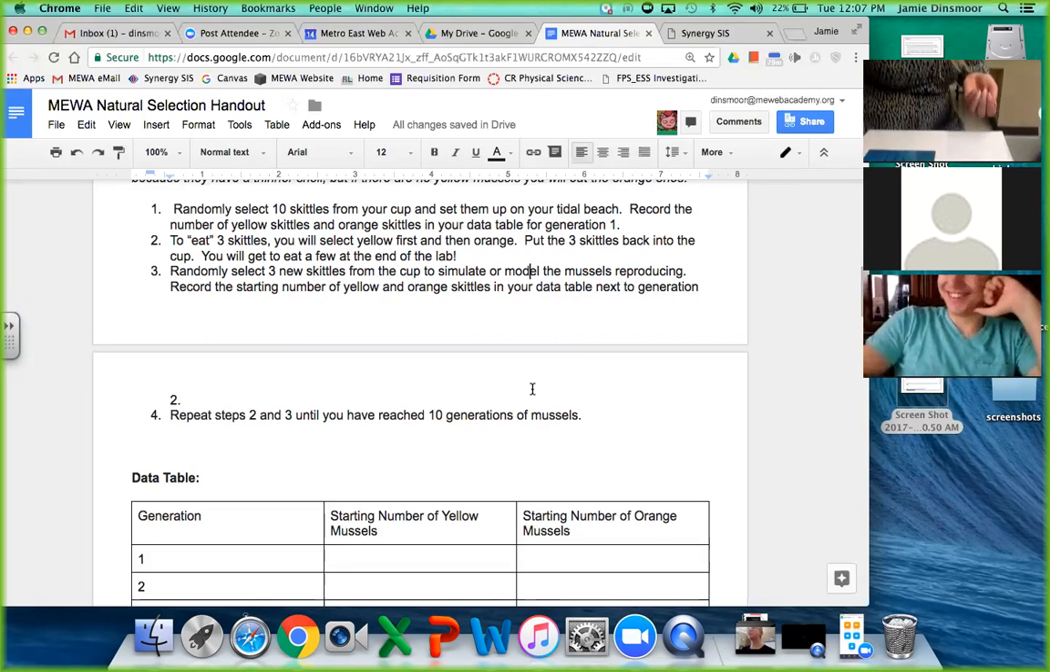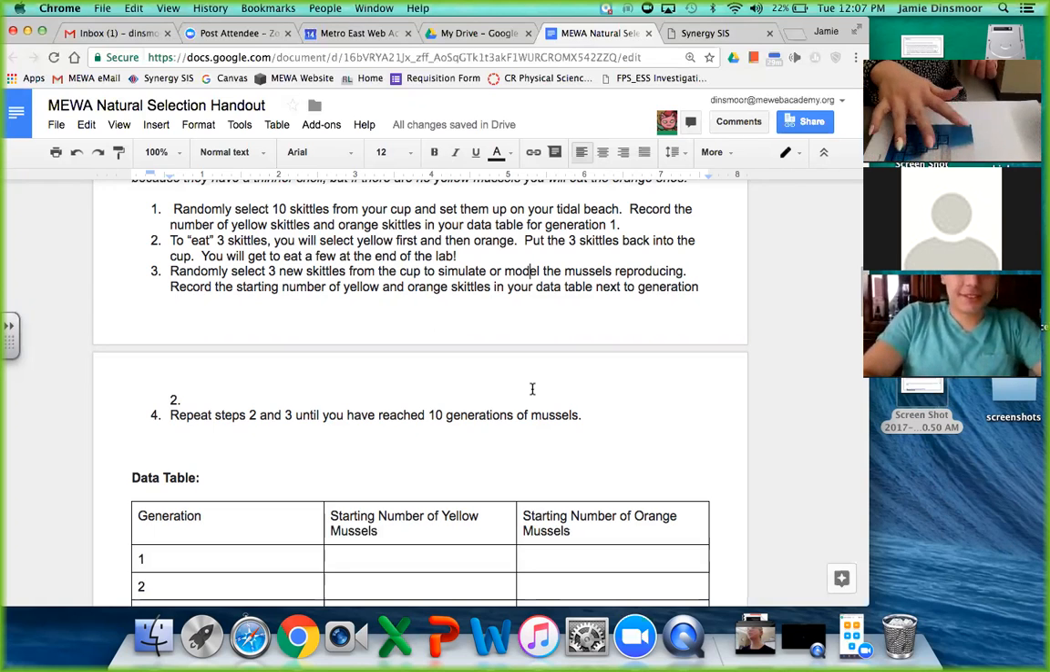I'm actually gonna angle the computer down so you can see my shoreline. Okay. So as a side note, the mussels are chilling on the tidal part of the shoreline, right? Because that's where they live, actually, in a tidal ecosystem. Okay, so I have my mussels here. My starting number that I'm gonna record for my first generation is 1, 2, 3, 4. Wow, look how good that is. I have 5 yellow and 5 orange.